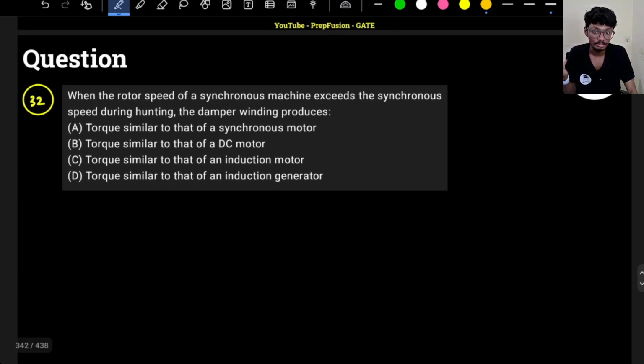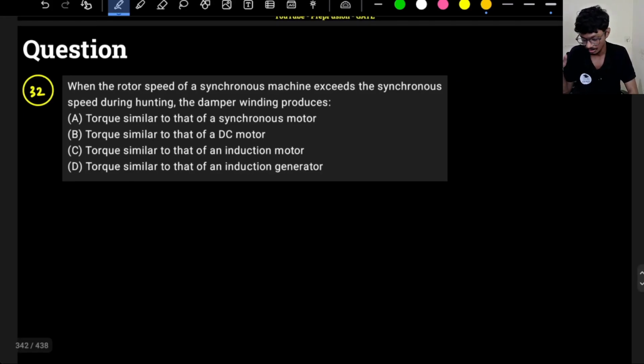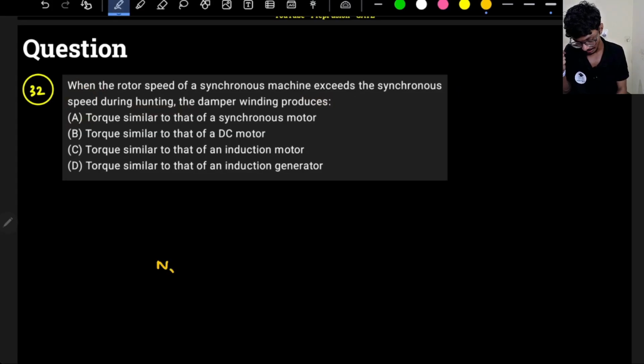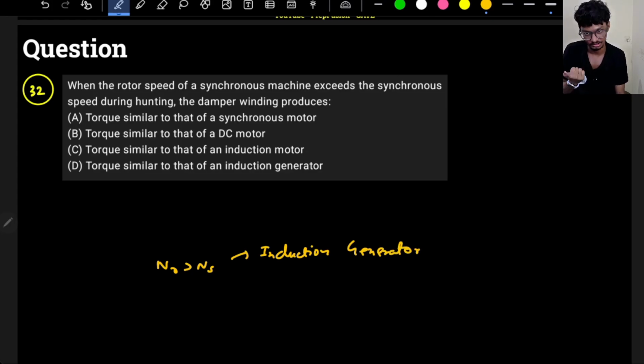Let's now solve the next question. In hunting, mostly theoretical questions will come. When the rotor speed of a synchronous machine exceeds the synchronous speed, so rotor speed is higher than synchronous speed, when does it happen? If you remember, it was the case of the induction generator. In an induction generator, the rotor speed is higher than stator speed. The slip is negative.